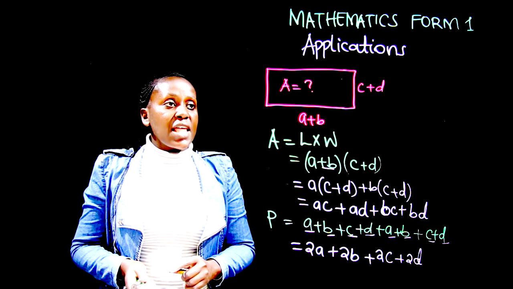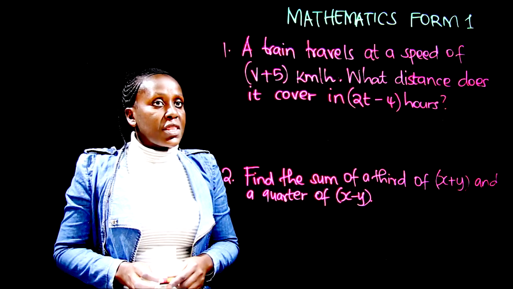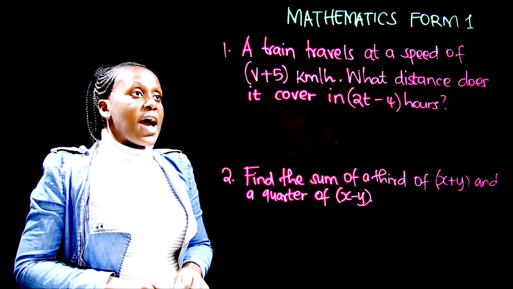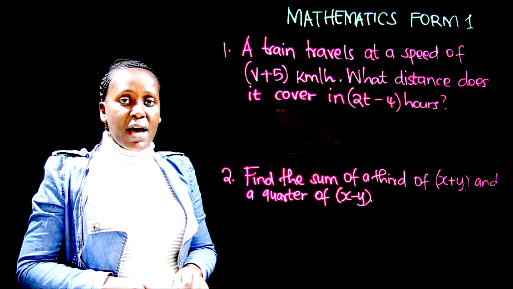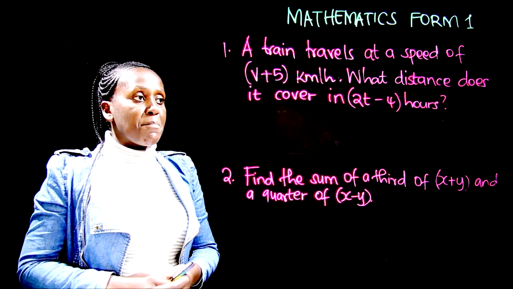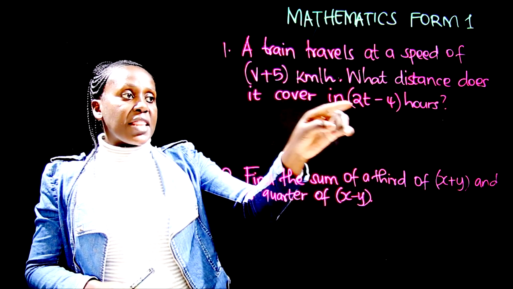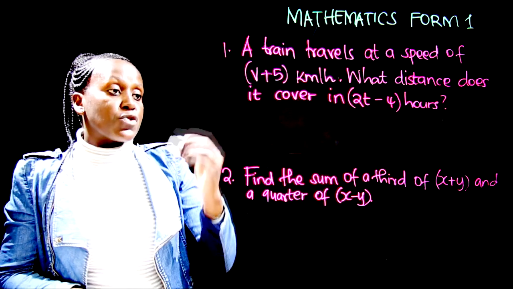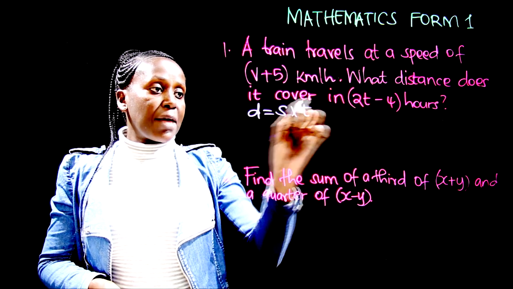Let us look at another different type of application question. Now, these are other questions that we are going to look at. The first one is, a train travels at a speed of v plus 5 kilometers per hour. What distance does it cover in 2t minus 4 hours? So here we have the speed and then we have the time taken. What we want is distance. So we know that distance is equal to speed times time.